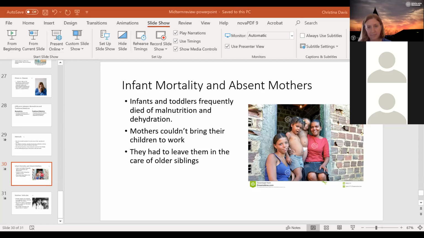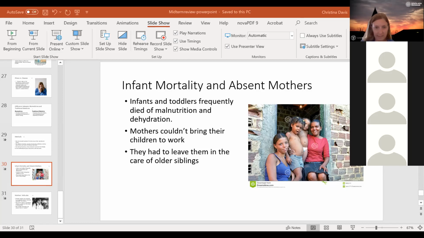Anything else? Could you go over the Cartesian legacy? Yes. Okay, let me just find where this is. Oh wait, no, that's the wrong, I got it. There it is.